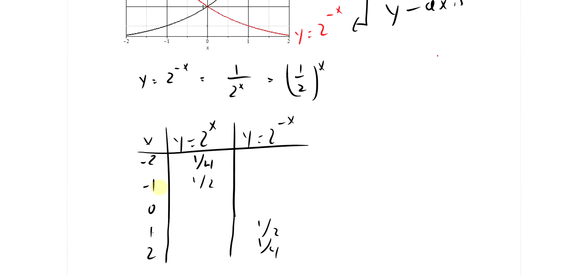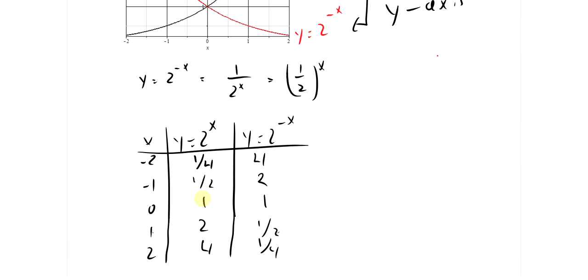So for 2 to the minus x, take this number, switch its sign, and then I get the right y-coordinate. Of course, 2 to the 0 is 1. 0 doesn't matter whether you're positive or negative. 2 to the 1 is 2, and if I plug in minus 1 here, I get 2 to the minus 1, which is 2 to the 1, which is 2. 2 squared is 4. 2 to the minus 2 is 2 squared, so that's 4.